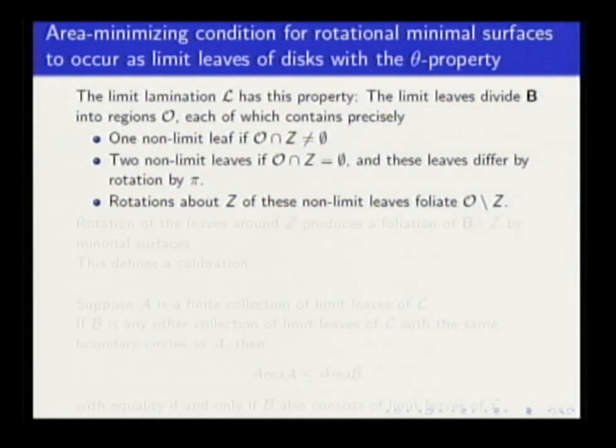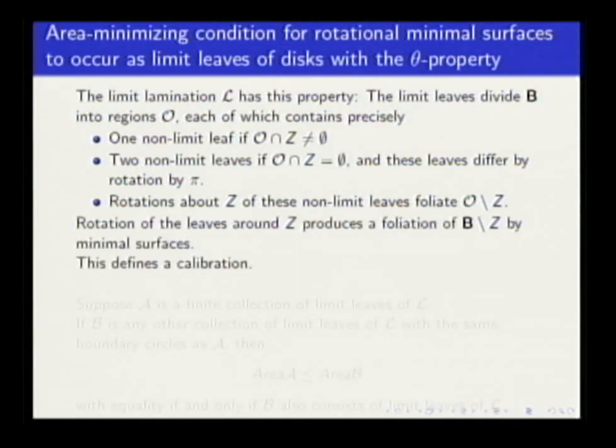the set you're looking at, the ball B, let's say, into regions inside of which there are non-limit leaves whose rotations foliate. So this is part of the theorem we proved. You get stuff like this. OK, so rotations of the limit leaves produce a foliation of B off the axis, and this defines a calibration.